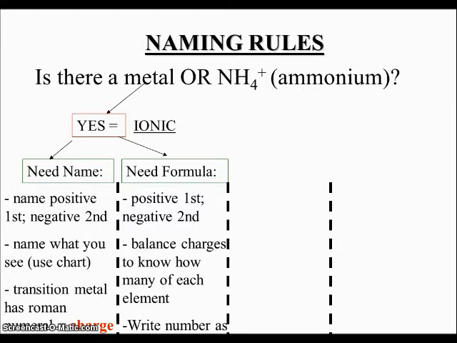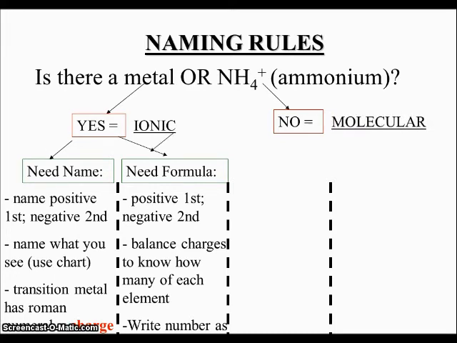Let's go back to your original question. Is there a metal or ammonium acting as the cation? If the answer is no, in other words, if you see all nonmetals without NH4+ or ammonium, then you have a molecular compound on your hands.